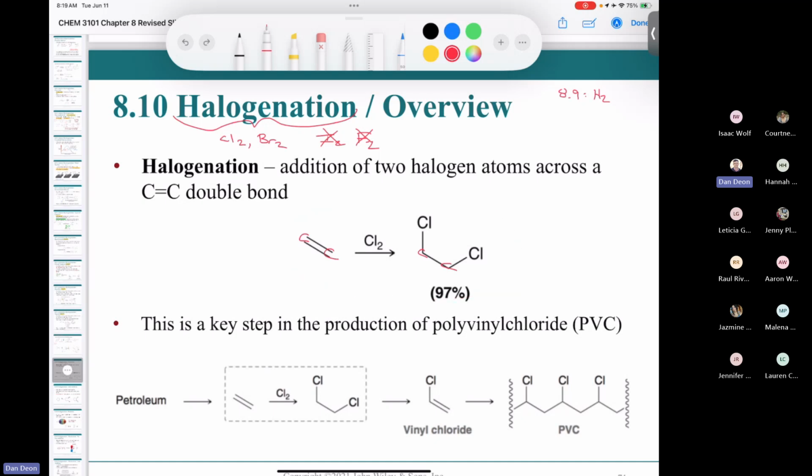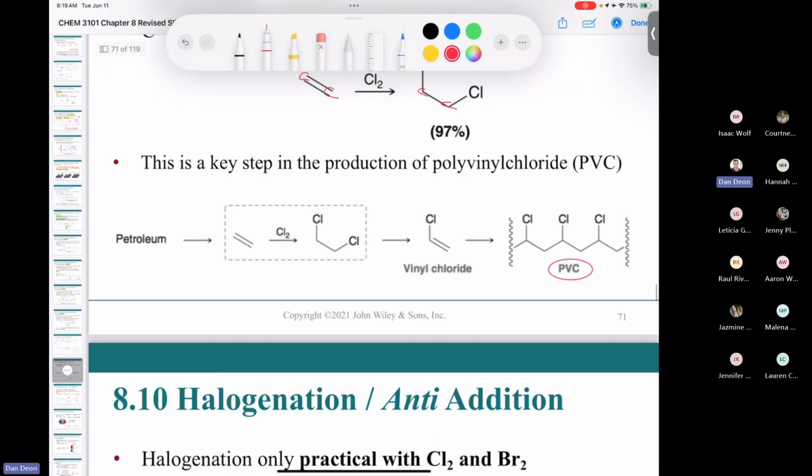Why? Because from crude oil, we can get ethylene, and then we treat ethylene with chlorine, and then we can make vinyl chloride. And what do we use vinyl chloride for? We can make polyvinyl chloride, right? And you know that polyvinyl chloride has many, many uses for us in our everyday lives.